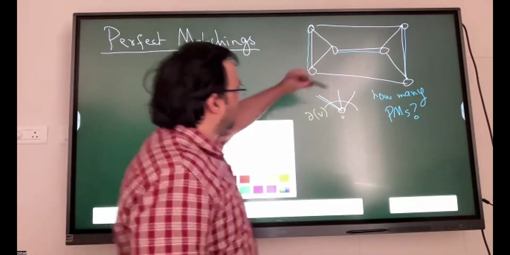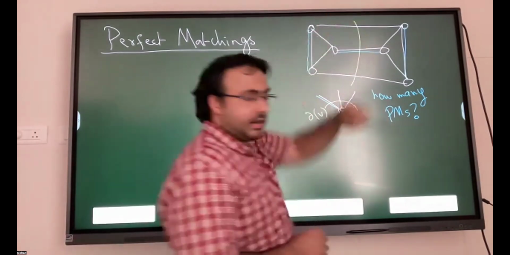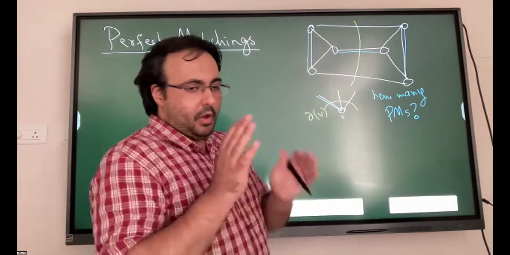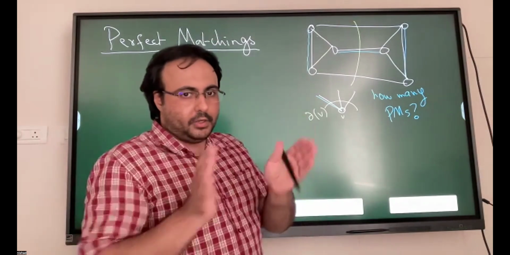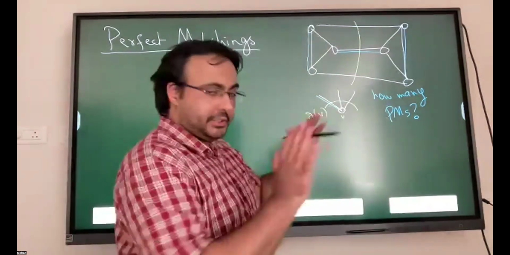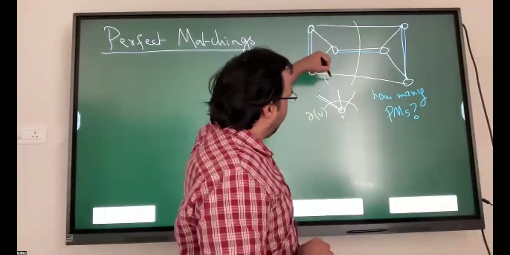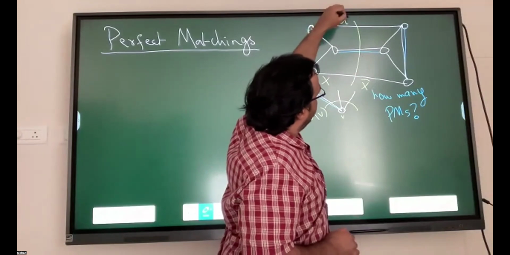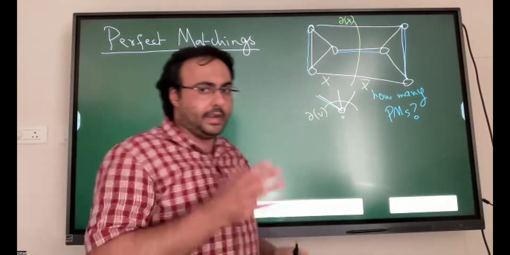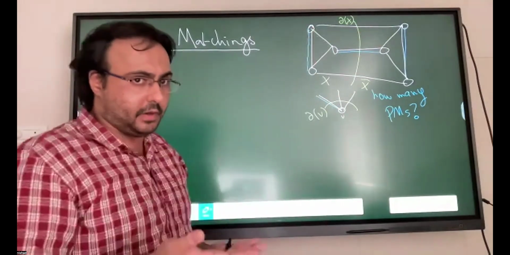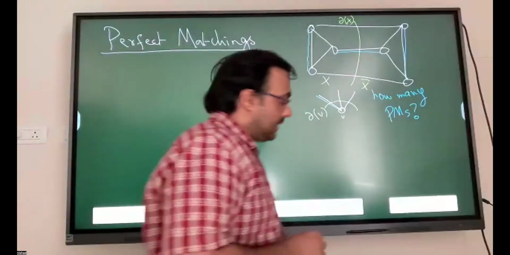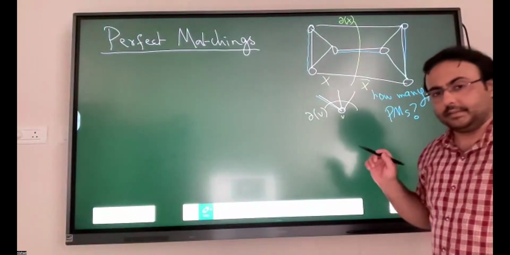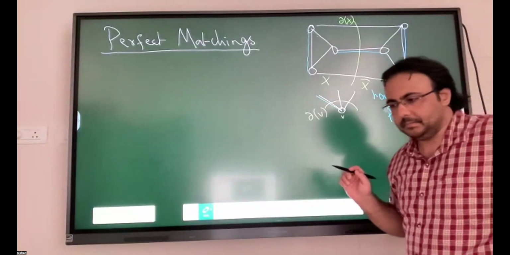Look at this cut. What is a cut? A cut is a set of edges that goes from one part of the vertex set to another part. I'll partition the vertex set into two sets, X and X complement, and a cut is all edges that have one end in X and the other end in X complement. If you look at this cut, then you can count the number of perfect matchings in this graph quite easily.